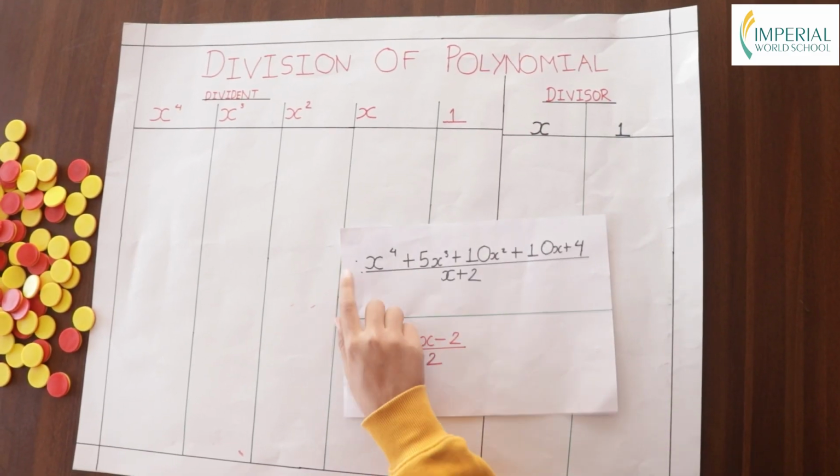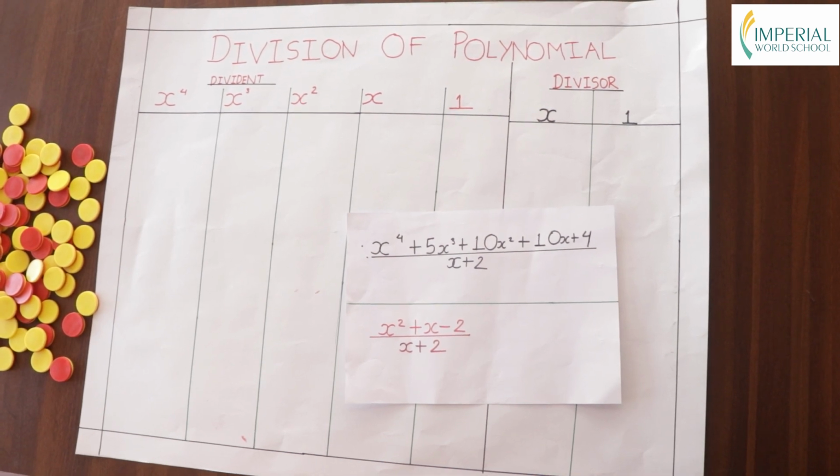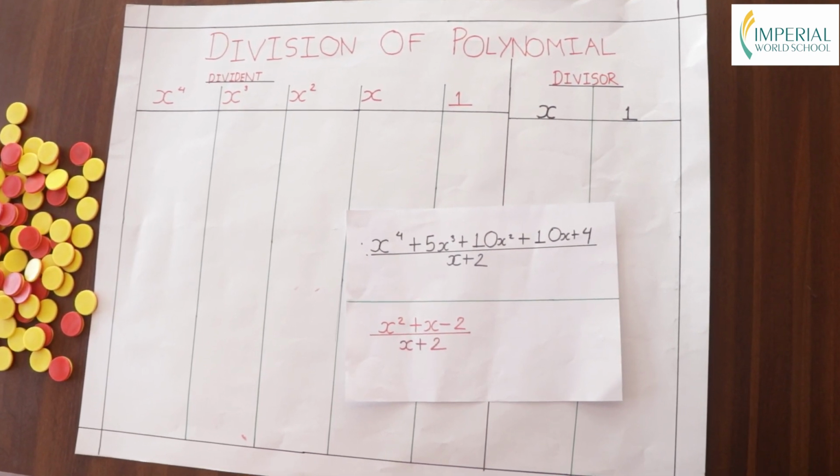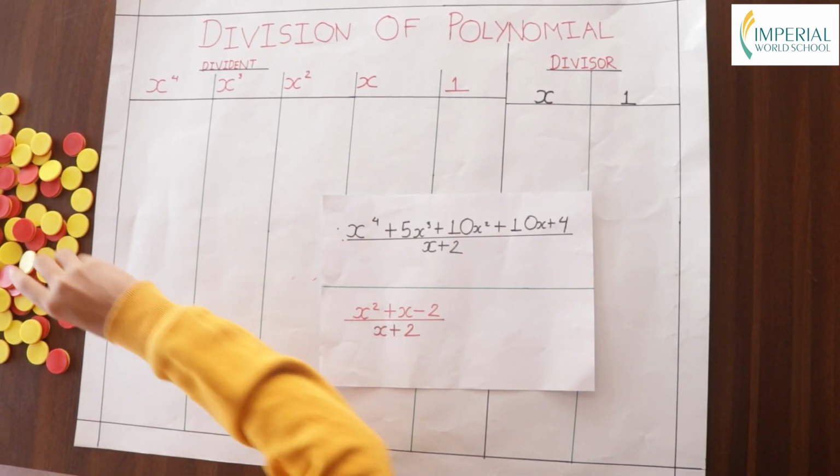Now I am going to solve the first question, which is x power 4 plus 5x cube plus 10x square plus 10x plus 4 divided by x plus 2. In order to solve this question, I have a few counters here.